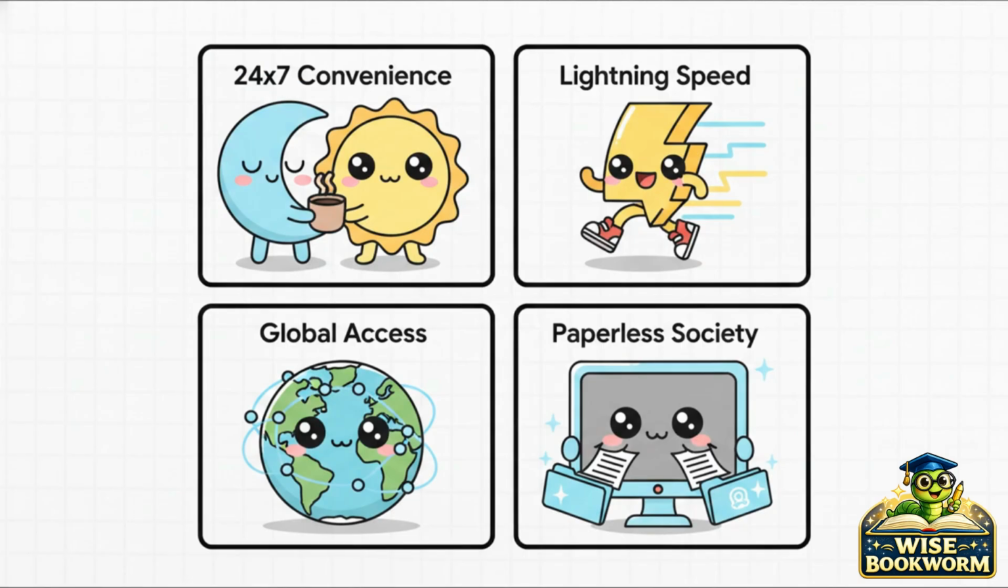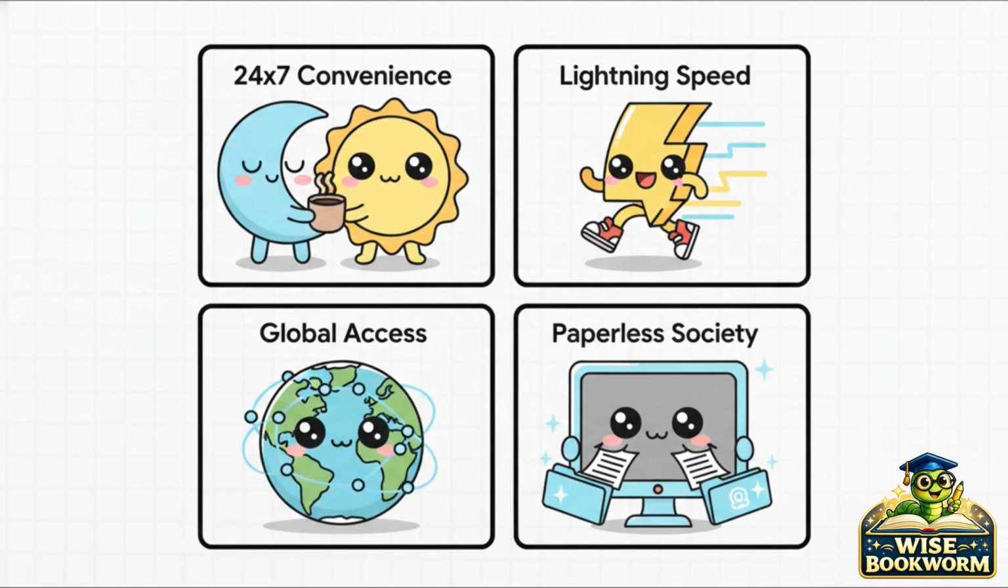Number 1, unbeatable convenience. It's a 24 hours a day, 7 days a week, 365 days a year business model. Remember Rita happily shopping at 2 a.m.? That's the power of e-business. Number 2, lightning speed. Massively complex information exchange happens at the click of a mouse, and digital products like software or ebooks are delivered instantly. Number 3 is global access. The internet is truly without boundaries. It lets a tiny local seller reach the entire world.